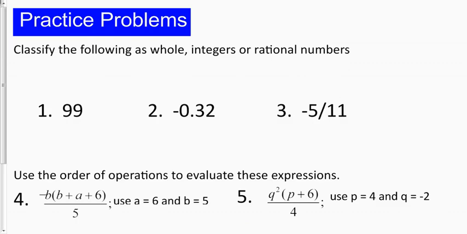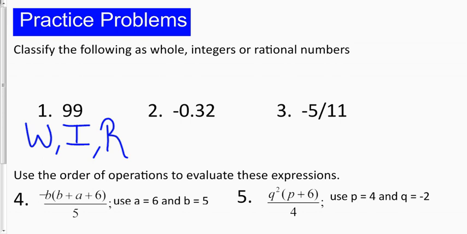All right, here are some problems for you to practice. I want to classify 99 as whole, integer, or rational. It has no fraction part, and it's positive, so that makes it a whole number. If it's a whole number, it's also an integer. And since every integer and whole number is also a rational number, I could express 99 as a fraction, 99 over 1.